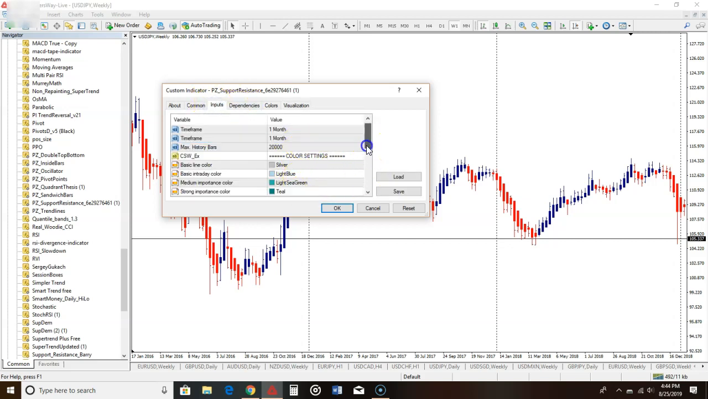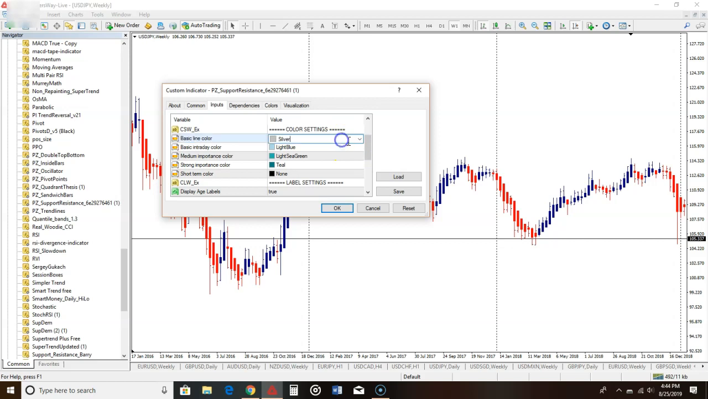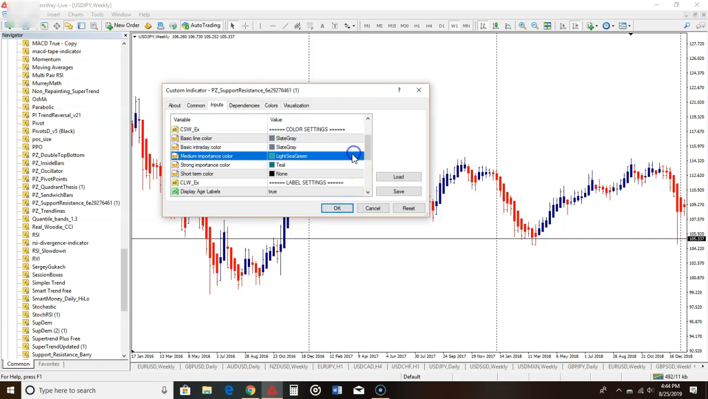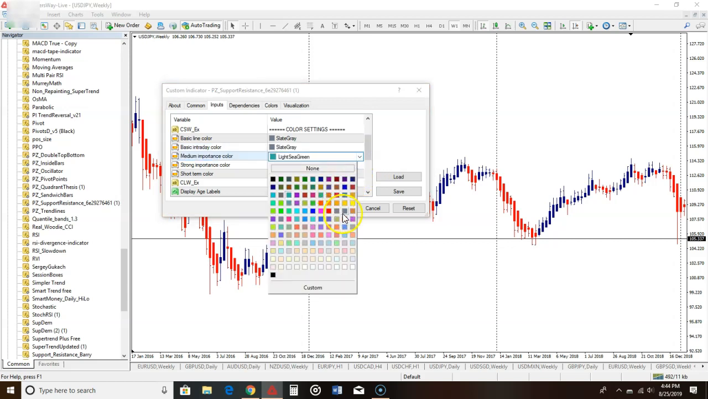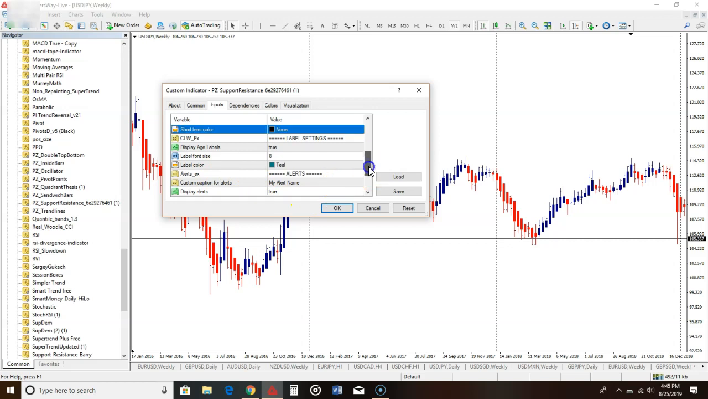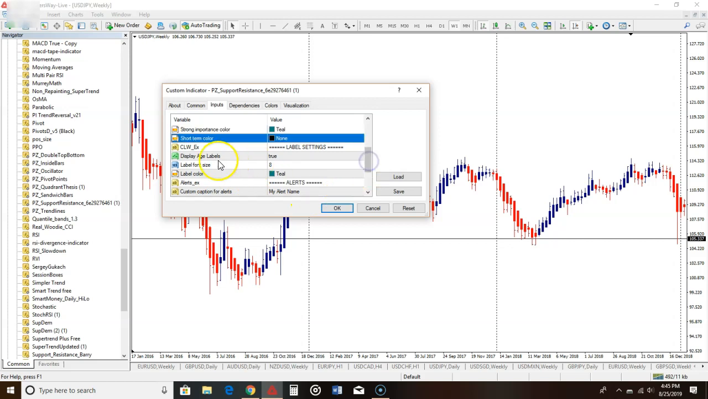All right, let me just change some of this color because I like to have it all one basic color. Slate gray for everything. Just keeps my charts a little cleaner. No, I'll keep the teal color. Short-term support and resistance, I don't want to see that on the chart. And I want to see my labels also. The labels tell me how long the line has been actually support and resistance. Display age label, so I want to see that.